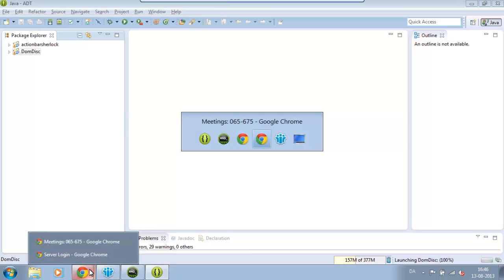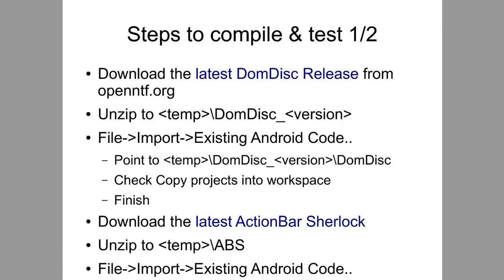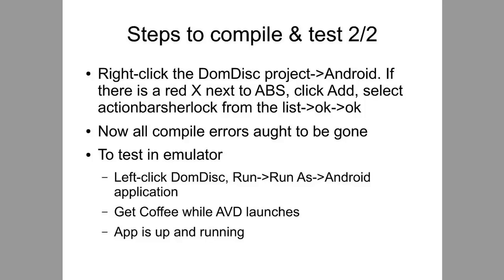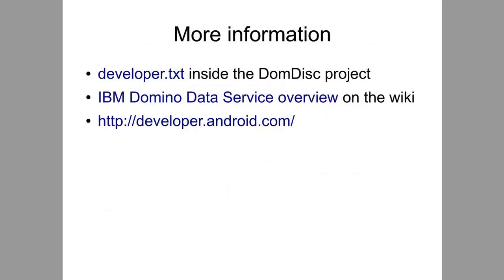Right. Just a second. So that's basically how to compile and test this. There are some brief notes about how to do that. And that's basically it. If you want to know more, there's a developer TXT file inside the Domino discussion project, and here are some suggestions for where you can read more. There's lots of stuff you could do with the Data Service API. And that's it. And I'll let Nicholas move us on.